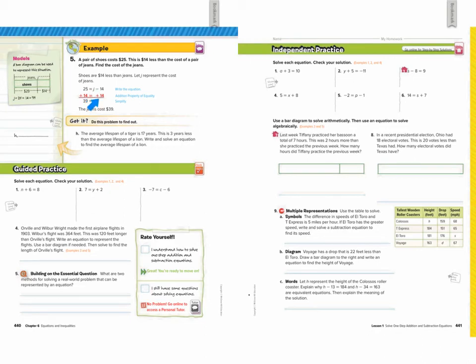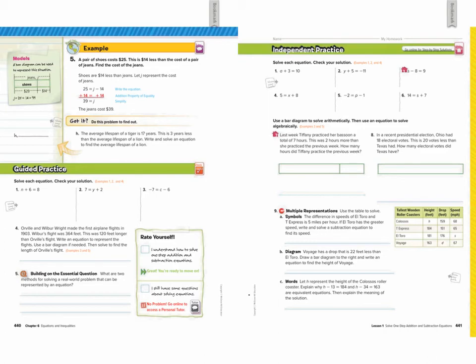We use inverse operations to isolate that variable of J. So we're adding 14. And we have an answer of 39. So $39. Make sure in a story situation that you're labeling. So a dollar sign for our answer. All right, let's give H a try.